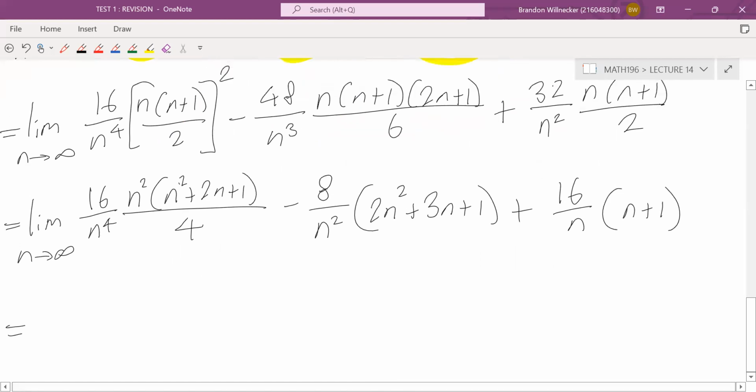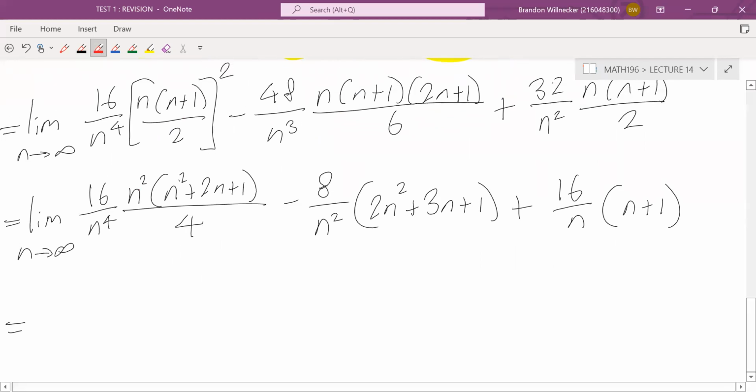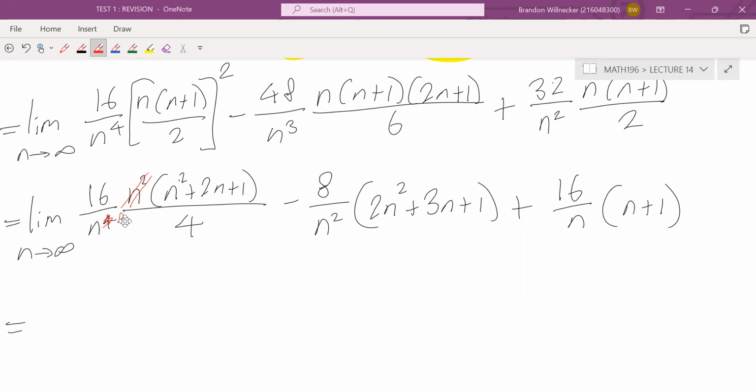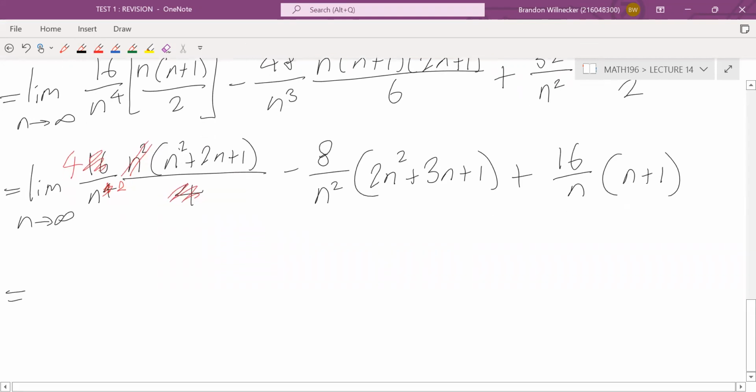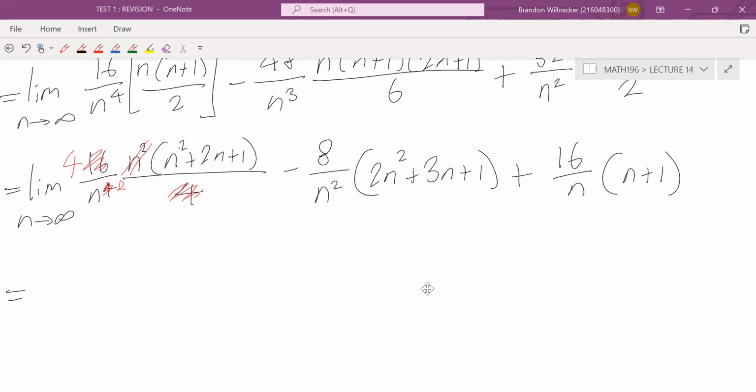Okay, one more thing that we can do. In the first term, we have n squared in the numerator, and we have n to the 4 in the denominator. We can cancel this n squared and change the bottom to an n squared. And then 16 over 4, we can cancel the 4 here, and the 16 will now become a 4. So 16 over 4, that's 4. Okay, so let's multiply this out and see what we get.